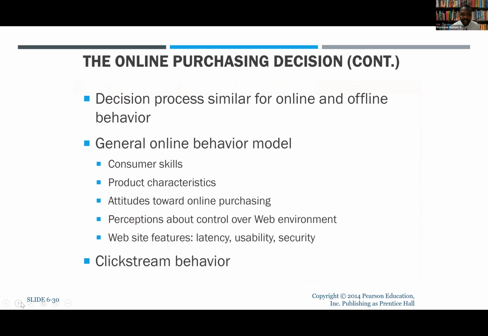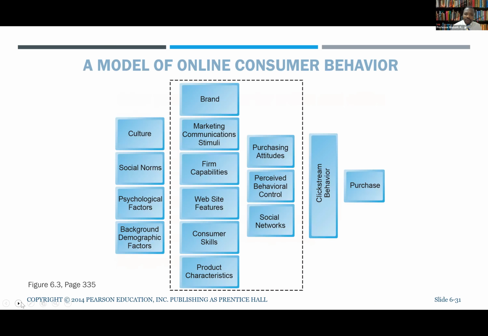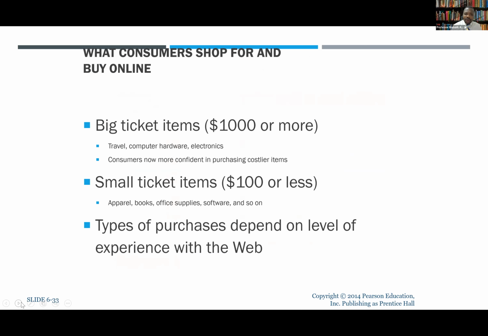Online purchase decision. The decision process is similar for online and offline behavior. In the general online behavior model, consumer skills, product characteristics, attitudes towards online purchasing, perceptions about control over web development, and website features such as latency, usability, and security are all part of what influences decision-making. So for this, we want to understand how consumers online really perceive the items that they buy.